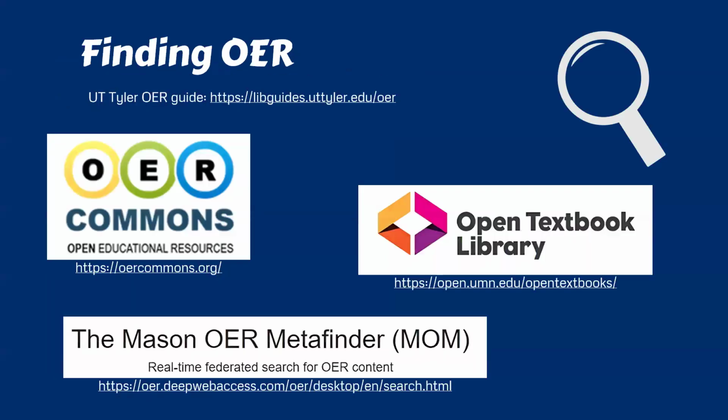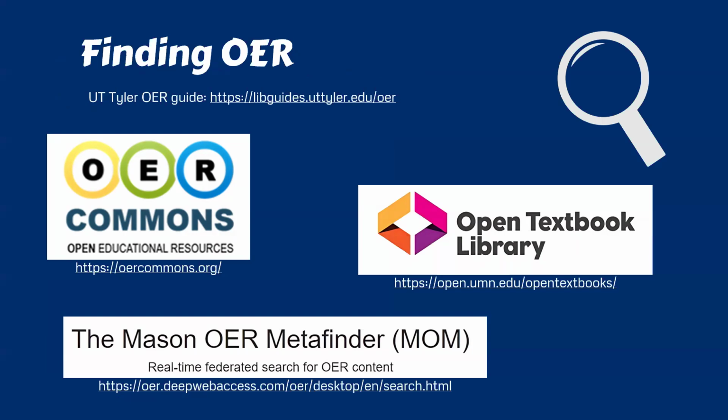So let's say you want to look into finding OER for your course, materials that might work, but also have the Creative Commons licensing to ensure that you're using OER. OER Commons, Open Textbook Library, and the Mason OER MetaFinder are great starting points. They each have search bars where you can enter subject terms to find OER that will work for you.